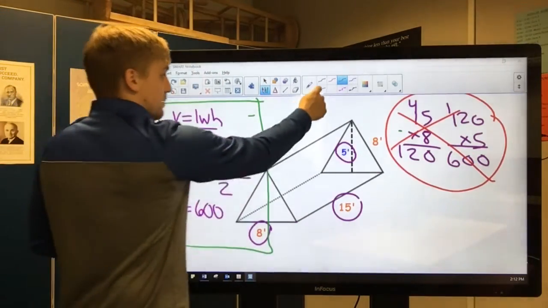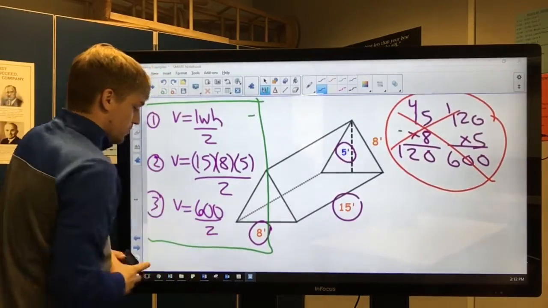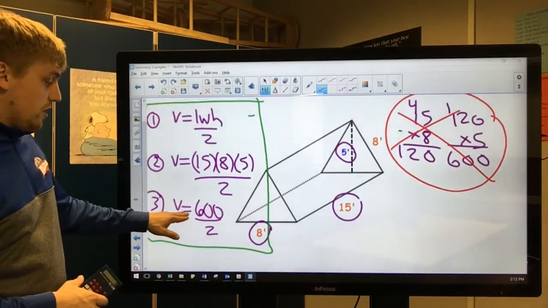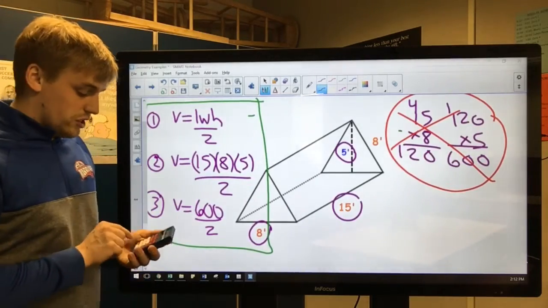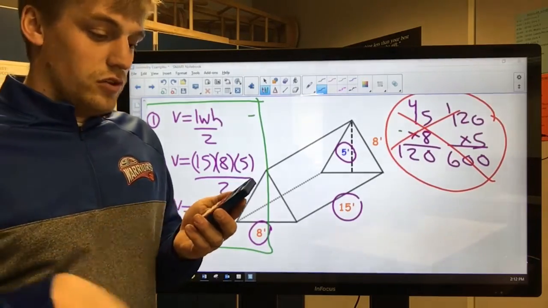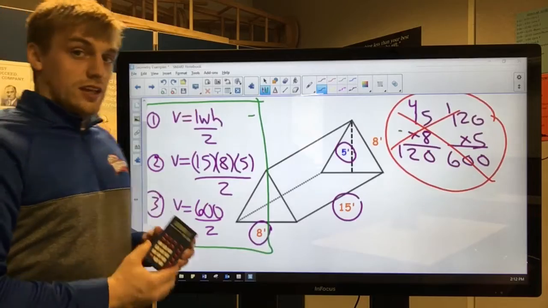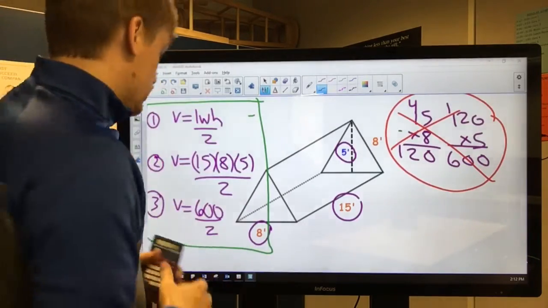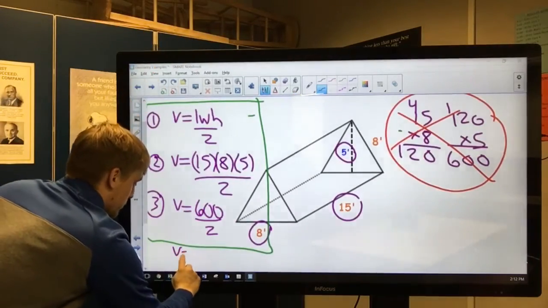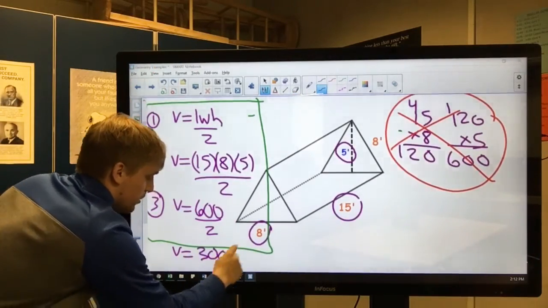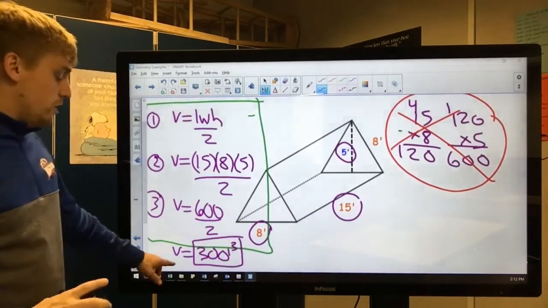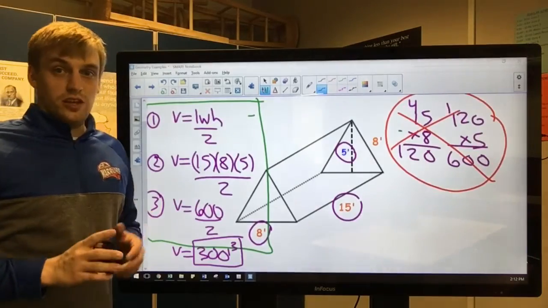So if we were to do this problem, we'd have to divide by 2. We'd say volume equals 600 divided by 2. On the calculator, I would go 600 divided by 2, if you don't know it, which I get 300. So on here, I'm going to write volume equals 300, and then my label and my answer. So volume equals 300 feet cubed.